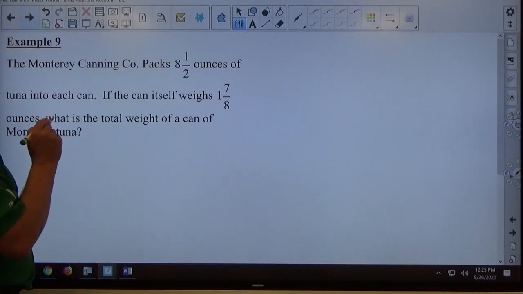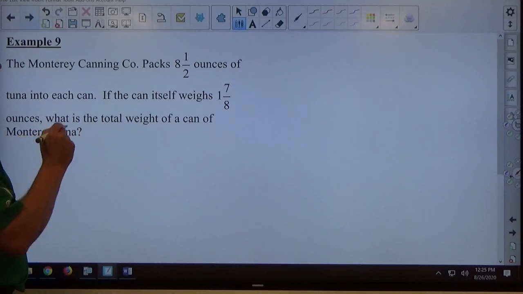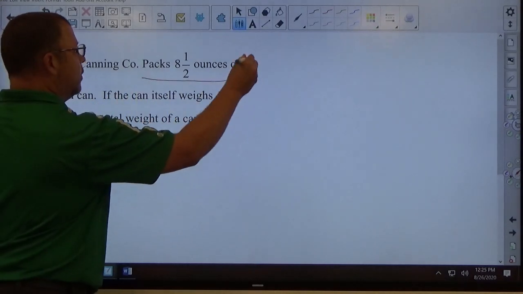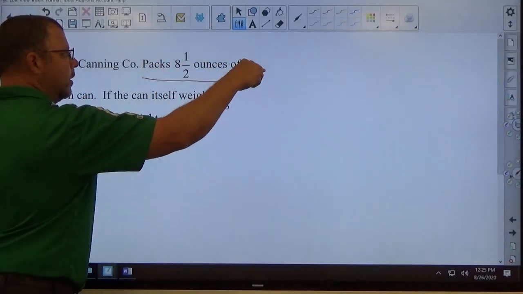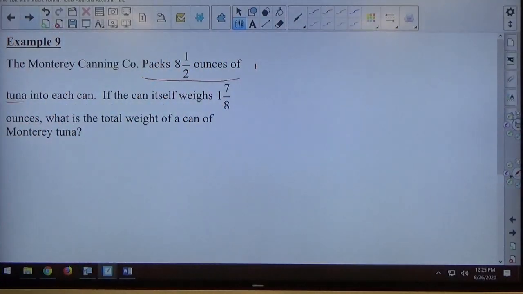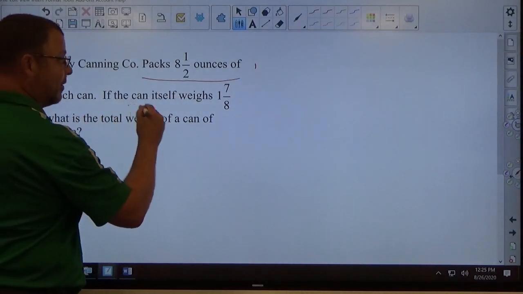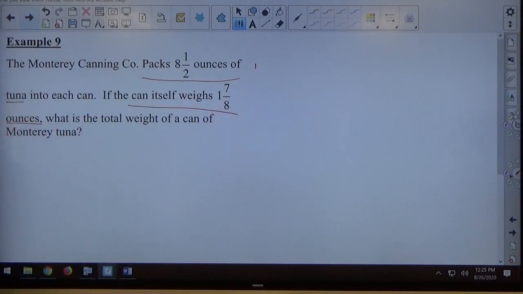It packs 8.5 ounces of tuna into a can. All right, so this is the total weight of the tuna, right? 8.5 ounces of tuna is in the can. The can weighs 1 7/8 ounces. Okay, so we have a can, it weighs something. We have tuna in the can that weighs something. They want the total weight of the can of tuna. So should we add, subtract, multiply, or divide the two numbers?